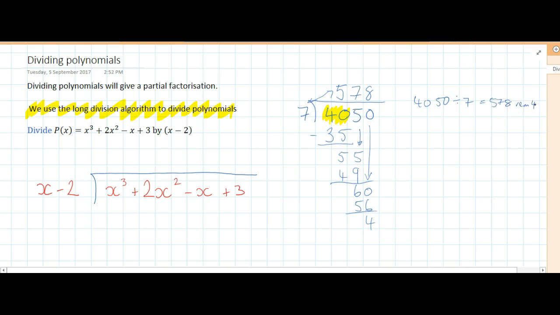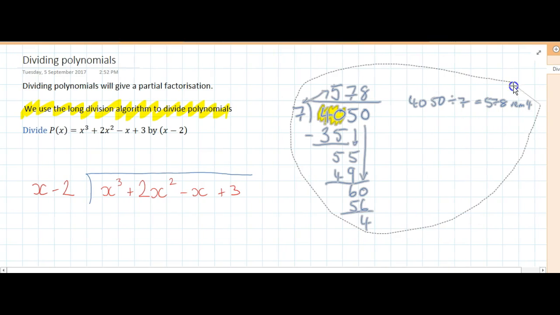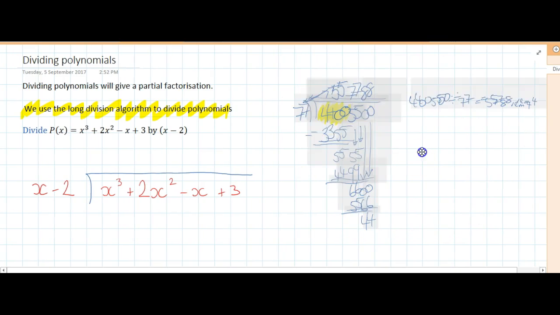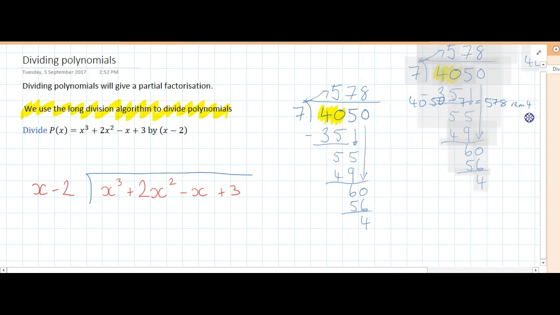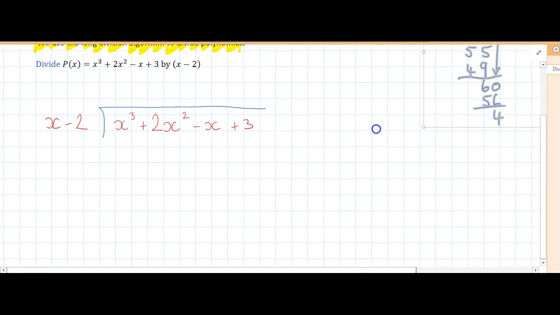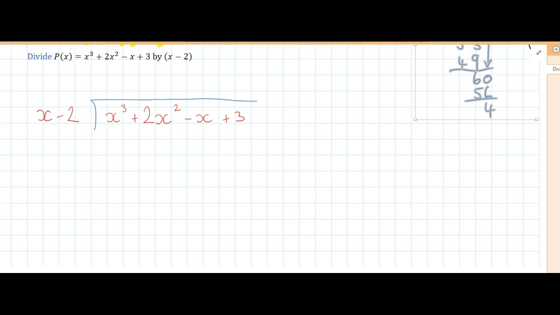We're going to get something very similar to this when we come to divide polynomials. We use the same algorithm. It's a little bit more complex because we've got variables. I'll just move that over here out of the way so we don't confuse things. So here's an example of one we might do for a polynomial.